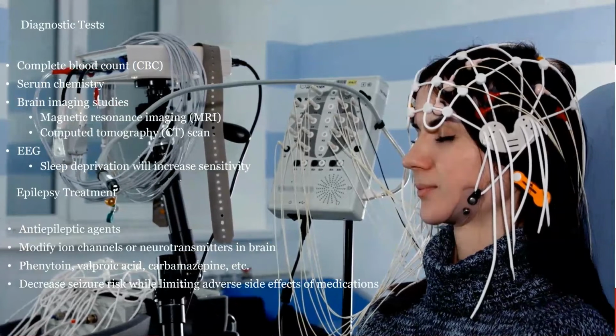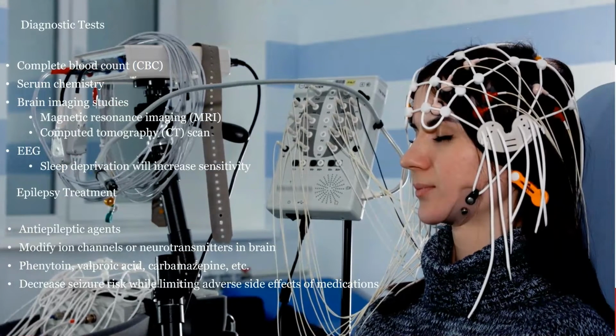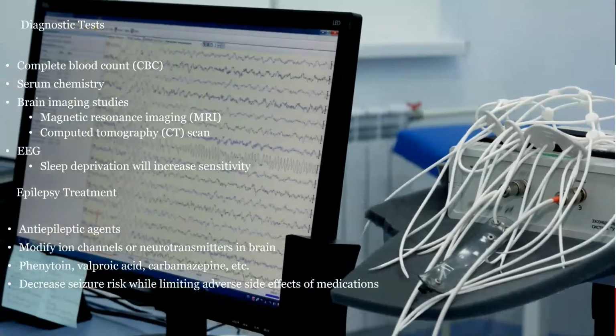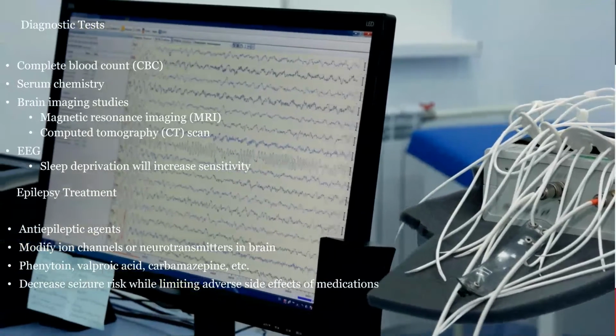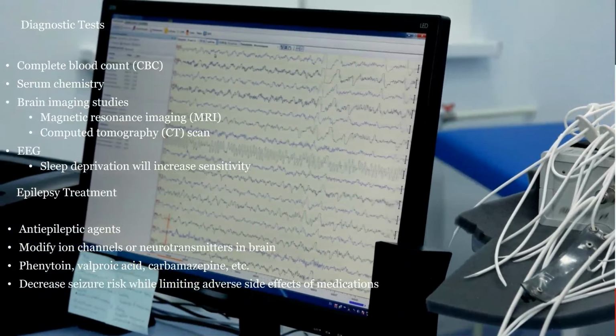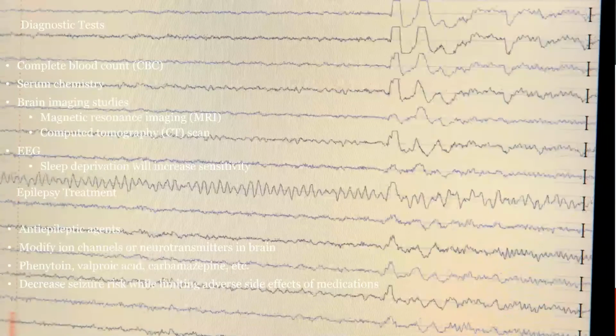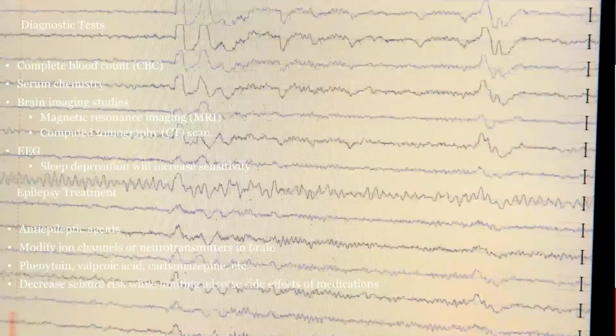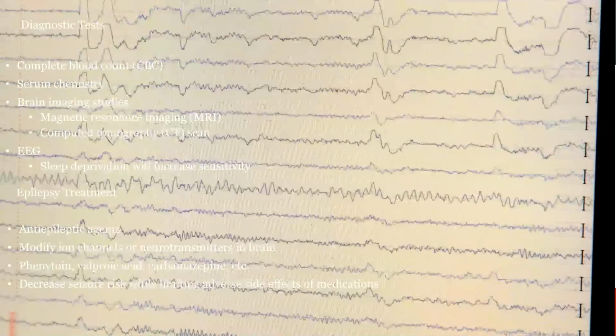EEG or electroencephalogram, as you can see here, will study the electrical signals of the brain to find the focus of the seizure and better understand what provokes them. The patients are subjected to flashing lights and sleep deprivation, which many times will provoke seizure in many epileptics. Treatment is the anti-epileptic drugs, which help to slow down the fast activity of the brain.